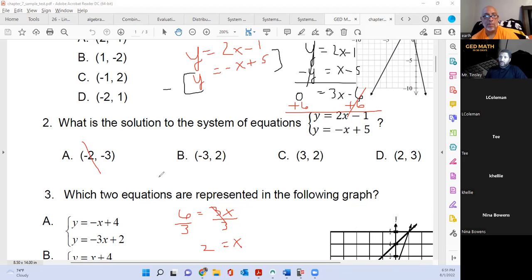So A, X is not 2, so it can't be A. B, X is not 2, it can't be B. C, X is not 2, it can't be C. The only option is D. In this case, we don't have to solve for Y. We just solved for X, and none of these options had 2 as X except D. So you don't have to solve for Y in this case. You can move on to the next question. This is how you would solve this system of equations.